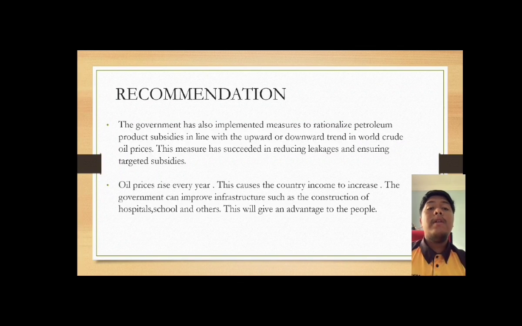Secondly, for the recommendation, the oil prices rise every year. This causes the country's income to increase. The government can improve the infrastructure such as the construction of hospitals, schools, and more. At the same time, the government can add job opportunities. This will give an advantage to all people.